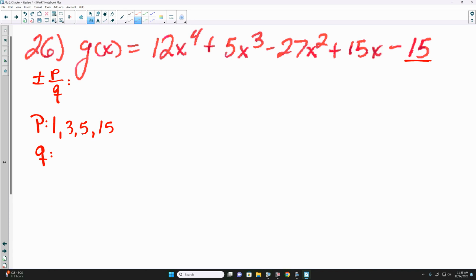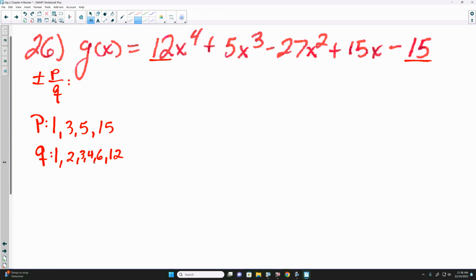Q is the factors of the leading coefficient, the number in front of the variable with the biggest exponent. So factors of 12. So we have 1 and 12, 2 and 6, and 3 and 4. Questions on how we found the factors of p and q? Questions on this here so far?